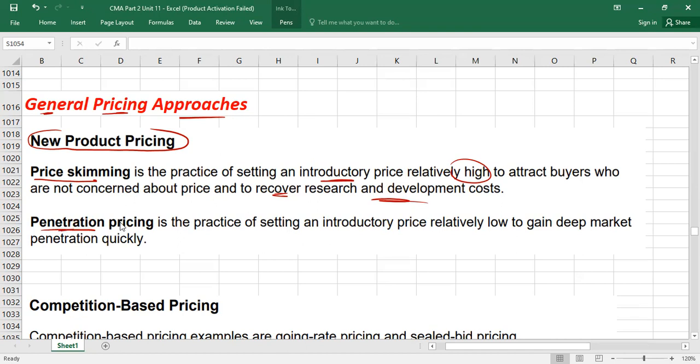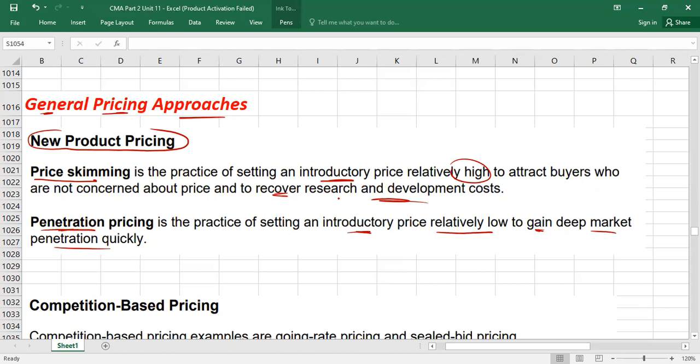On the other hand, we have a totally opposite strategy, called price penetration. So what is price penetration? Here you set the introductory price relatively low, at the initial stage when you launch your product. Why are you setting the price low? Because you want to gain market share, or you want to gain deep market penetration quickly. It means you want to attract more customers. This is what is called penetration.